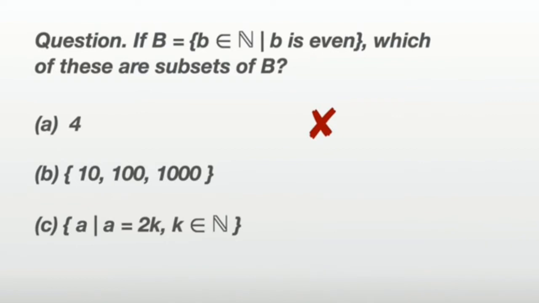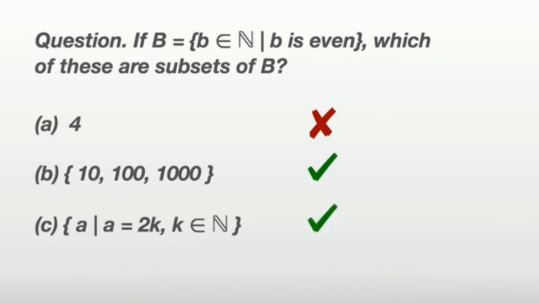The set containing 10, 100 and 1000 is a subset of B, because these are all even numbers. The set of a such that a is equal to 2k, where k is in the natural numbers, is actually another way of writing the even numbers, since 2 times any number is even. And so this is equal to B, but all the elements of this set are also in B, so technically it is a subset of B.